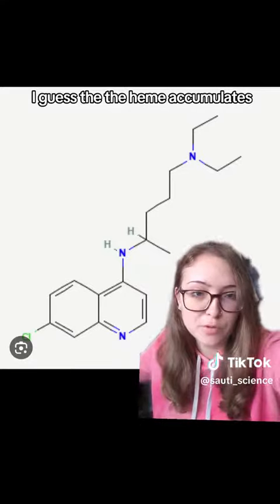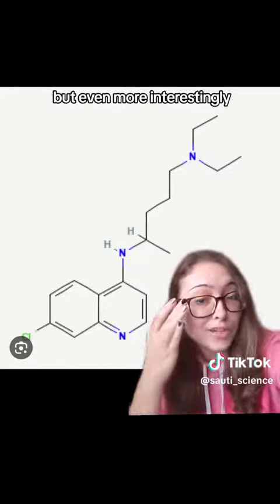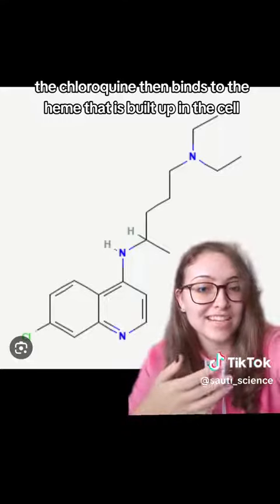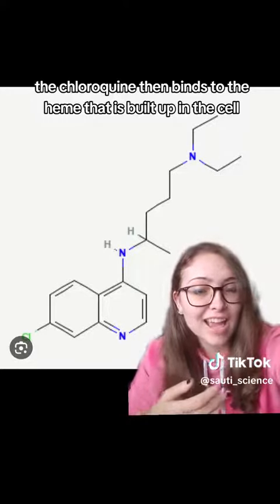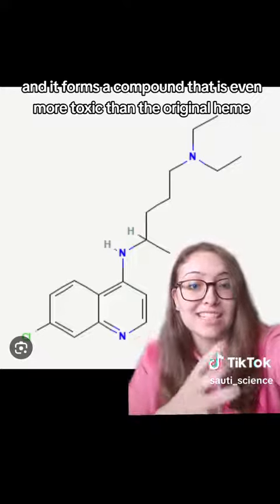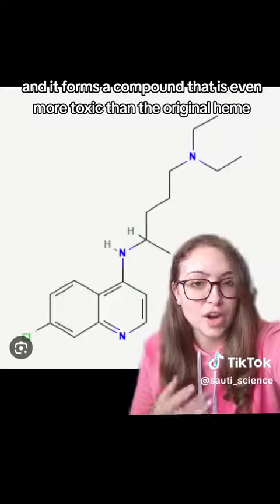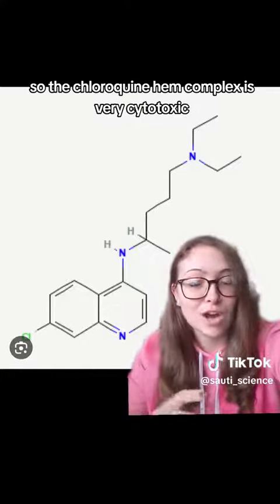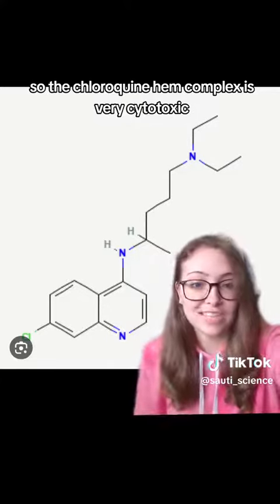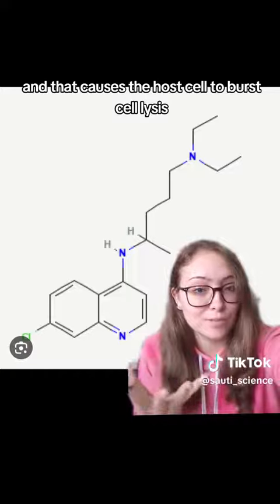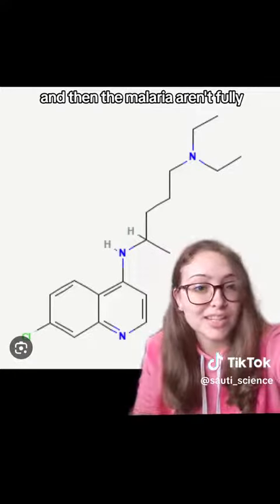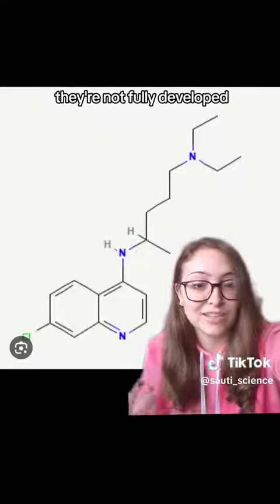The heme accumulates. But even more interestingly, the chloroquine then binds to the heme that is built up in the cell, and it forms a compound that is even more toxic than the original heme. So the chloroquine heme complex is very cytotoxic, and that causes the host cell to burst, cell lysis, and then the malaria parasites, they're not fully developed, so they can't survive.